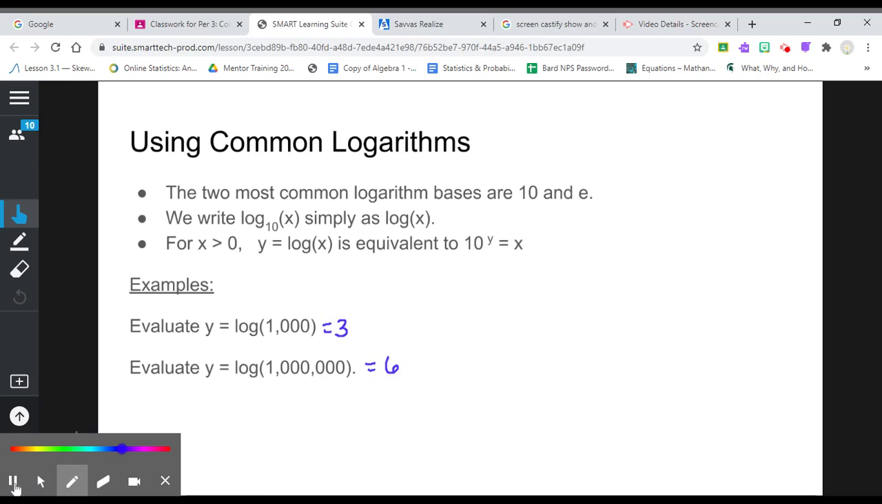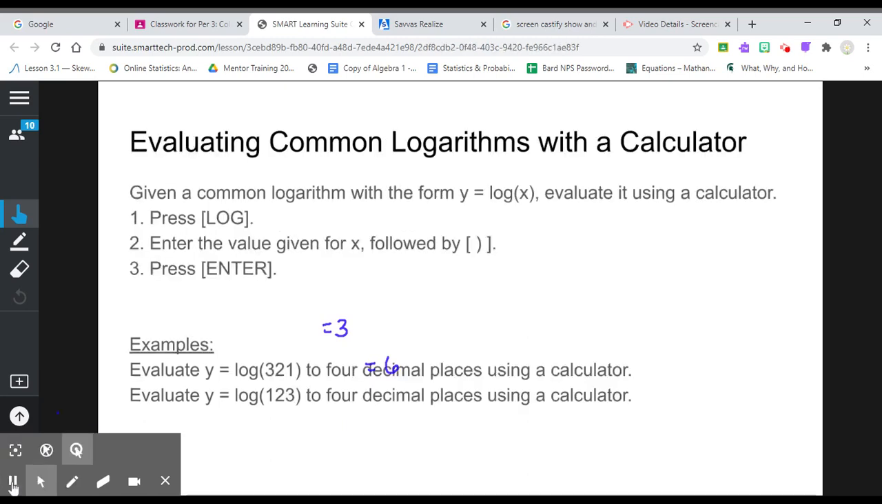Before I get into the other type of log, let's talk about how to do this with a calculator, because I did some simple numbers, but what if I had log of 321 or log of 123? What do I do with that? I would then have to use a calculator or a table if it's not a perfect power of 10. So you could just press log, write the given number in the parentheses just as you see here, and press enter, and then you're going to get your answer.